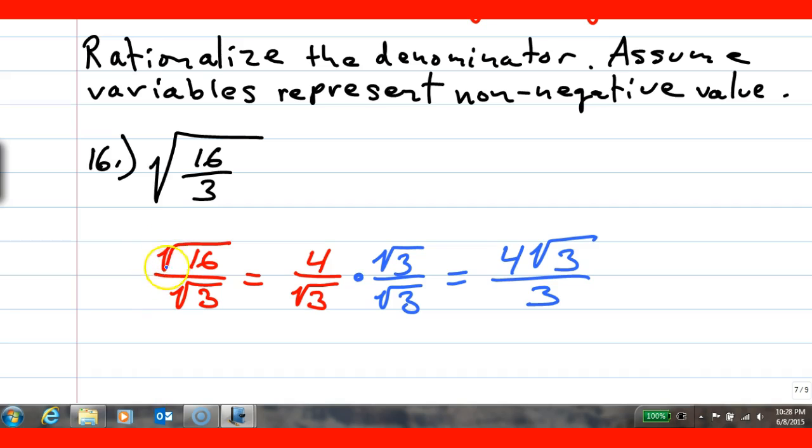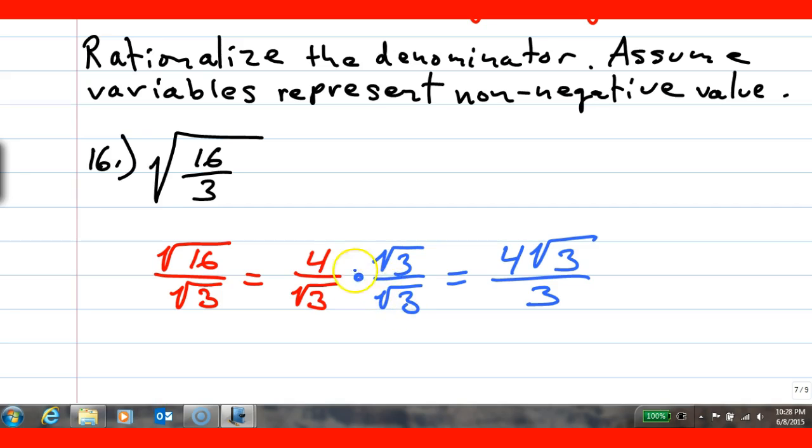So I have the square root of 16 in the numerator over the square root of 3 in the denominator. The square root of 16 is a 4. So I'm left with the square root of 3 in the bottom. It told me, however, to rationalize the denominator. So I don't want to have a square root in the denominator's position.